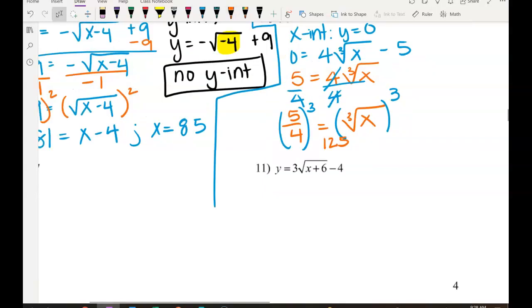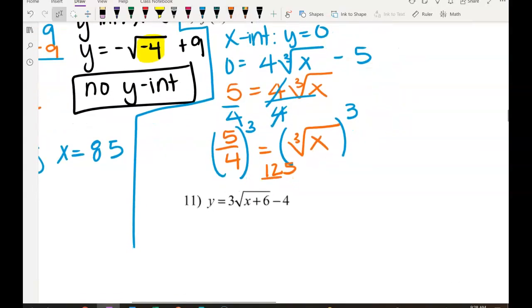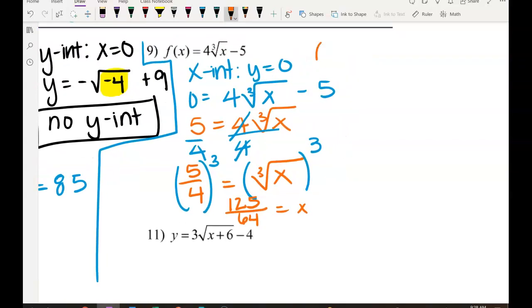125 divided by 4 to the third? 64. Okay, equal to x. I do not believe that we can reduce. Would you guys agree? So we are going to write it as our ordered pair. 125 divided by 64, comma what? 0. Box that up.